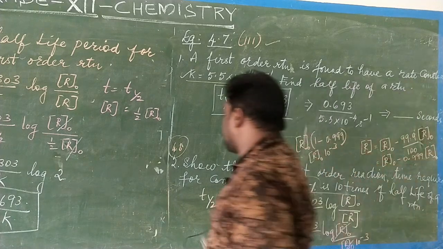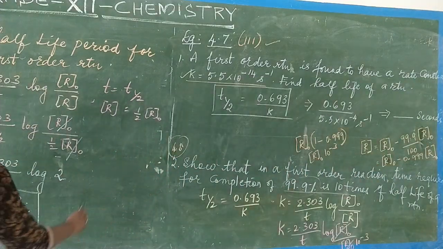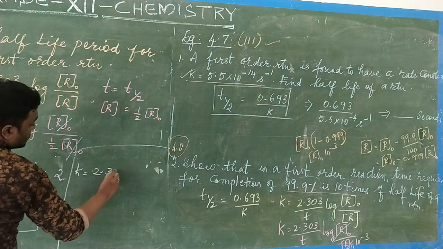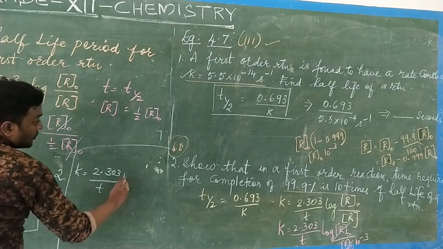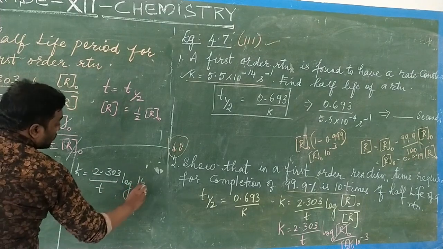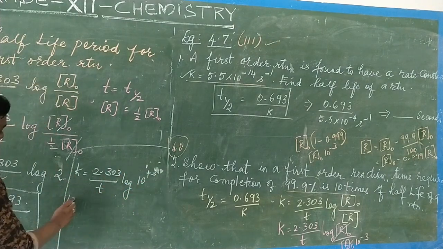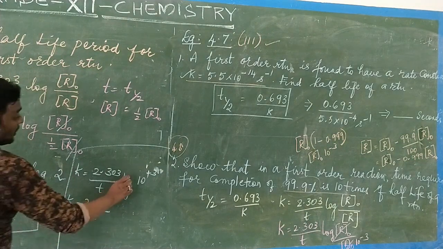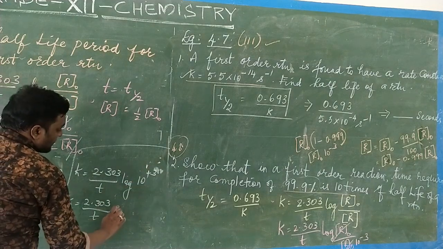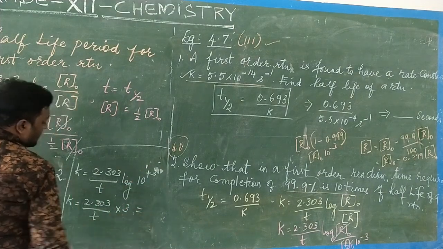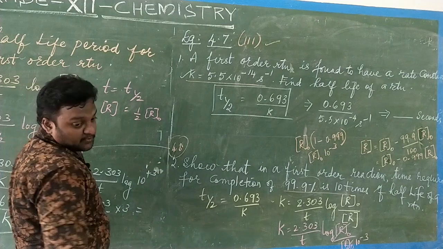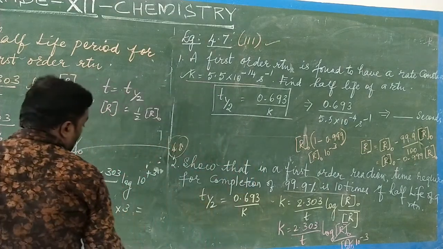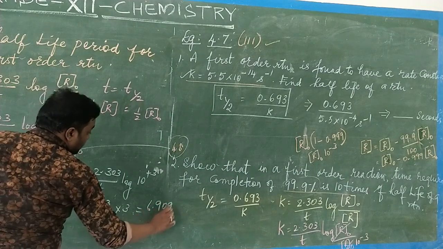Now I write the step in continuity. That is K is equal to 2.303 divided by t into the logarithmic value of 10 to the power of plus 3. Log of 10 to the power of 3 becomes 3. So when you multiply, what will you get? Six point something, isn't it? When you multiply that, you will be getting 6.909 divided by K.